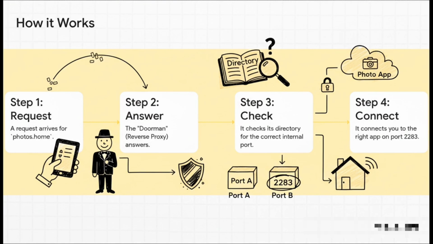And here's how that actually works. When you type photos.home into your browser, that request doesn't go straight to your photo app. Nope. It goes to the doorman first, Nginx Proxy Manager. It sees the address, checks its little list, and says, photos.home, I know that one. That goes to the service running on port 2283. And then, boom, it connects you seamlessly.